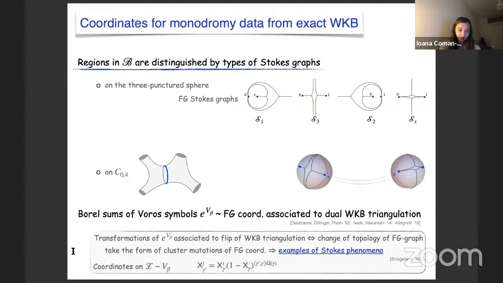So as such, the Borel symbols define coordinates on Z-cal, and then transformations of these Borel symbols, which are associated to a flip of the WKB triangulation, are induced by a change in the topology of the Stokes graph. These transformations take the form of cluster mutations of the Fock-Goncharov coordinates. So these represent examples of the Stokes phenomena that have been discussed this week.